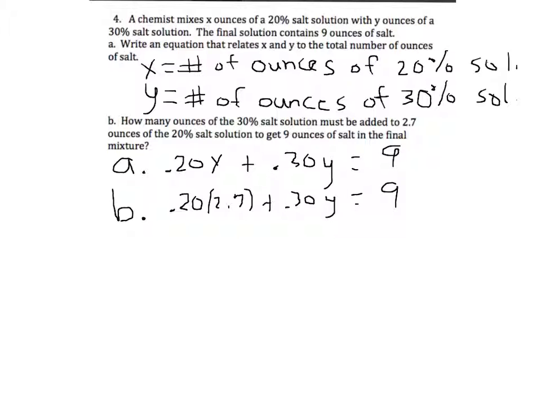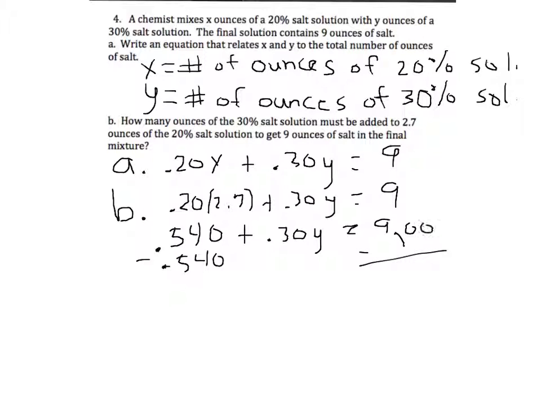I'm going to go ahead and review decimals. So 0.20 times 2.7, that's going to be 27 times 2 is 54, and you add the 0, but you have 3 decimal places, so it's 0.540 plus 0.30y equals 9. If they're going to subtract 0.540 thousandths, we're going to line up the decimals if we're going to do this by hand.